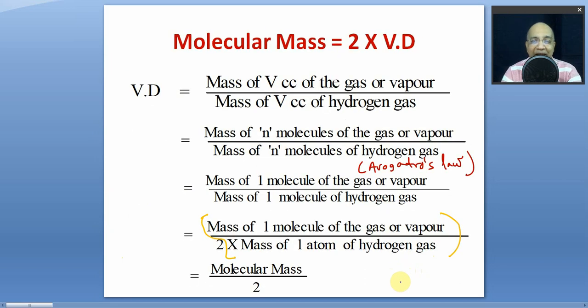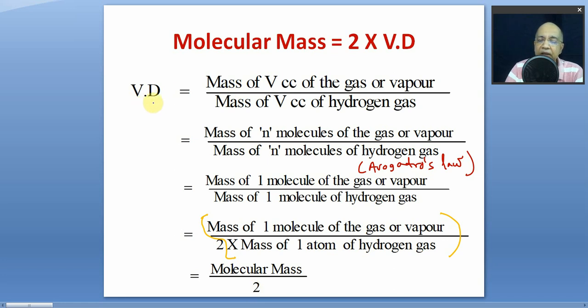Now let us prove by applying Avogadro's law. We have been centering our discussion around Avogadro's law. Avogadro's law was used in getting the ideal gas equation, PV is equal to nRT, and also used to find the density equation, D is equal to PM by RT. And now we are correlating the VD of a gas or a vapor with its molecular mass. We will prove that VD of any gas, vapor density, which is a relative density, is equal to molecular mass by 2. How to prove is very, very simple.